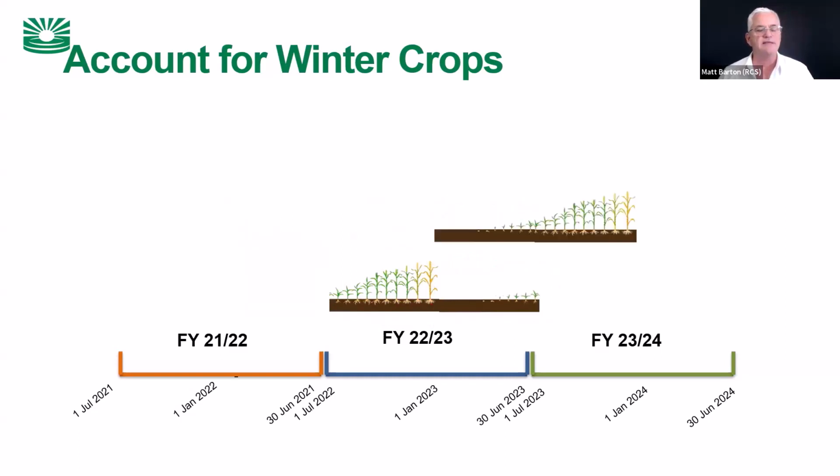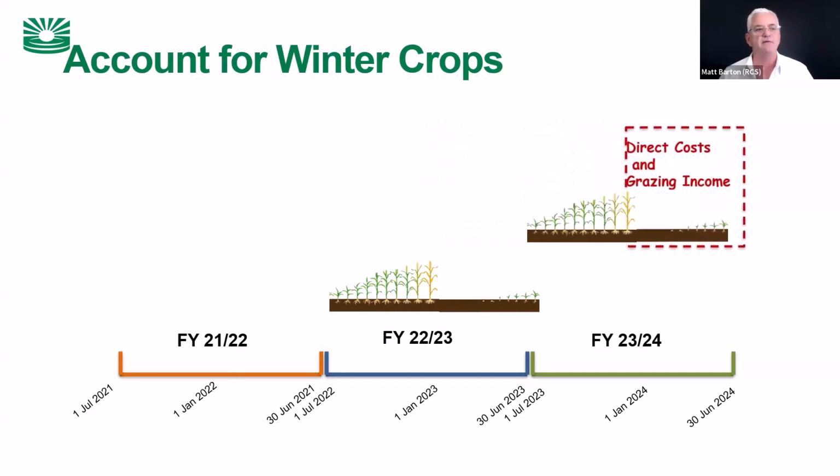And then we get the second winter crop that's following in this paddock. Exactly the same thing's got to happen. We take the direct costs and grazing income that has occurred in the previous financial year to the harvest and bring it into that financial year. So we're matching the crop to the financial year. And I've just drawn it at the 1st of January, 30th of December, because that's the easiest split. And I would suggest that makes the whole thing a lot simpler.